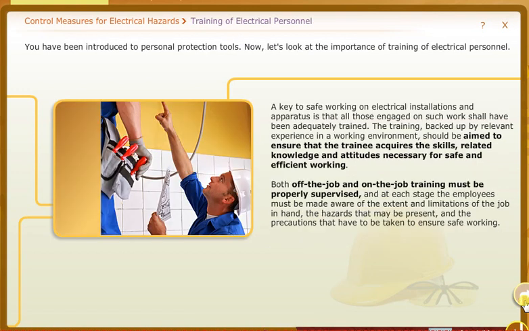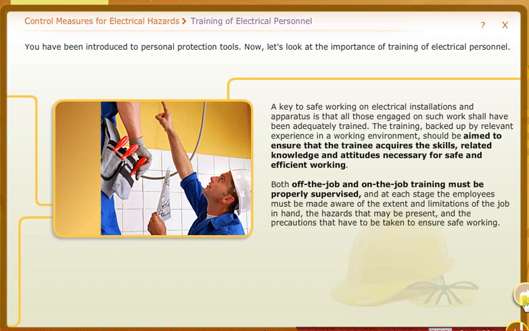You have been introduced to personal protection tools. Now, let's look at the importance of training of electrical personnel. A key to safe working on electrical installations and apparatus is that all those engaged on such work shall have been adequately trained. The training, backed up by relevant experience in a working environment, should be aimed to ensure that the trainee acquires the skills, related knowledge, and attitudes necessary for safe and efficient working.